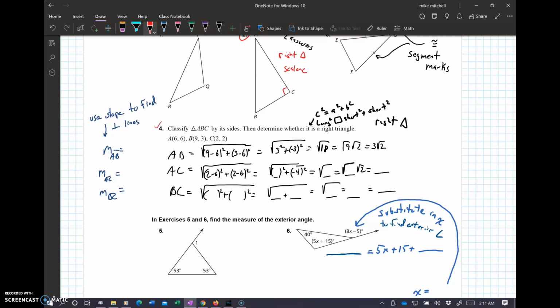Classify triangle ABC by its sides, then determine whether it is a right triangle. So this is a lot of work on this problem. You basically have to find all three side lengths. Remember, AB means the length of side AB. I got this started here for you, except for doing a decimal. But you can tell in a lot of places where these are the same. They'll be the same here. A lot of you can't do the reducing. You do need to know that for college and stuff. And then my decimal here.